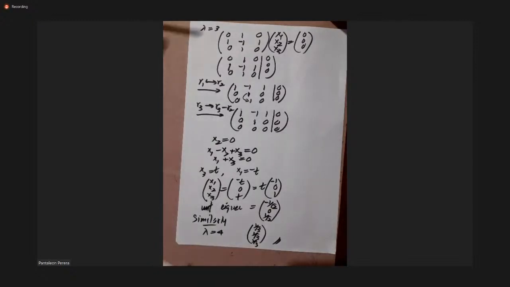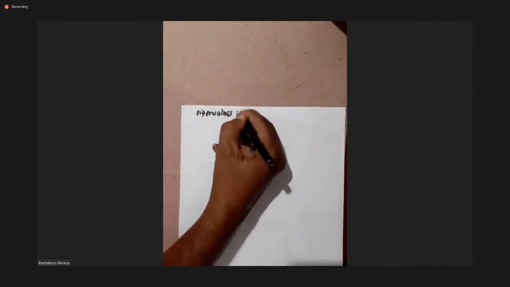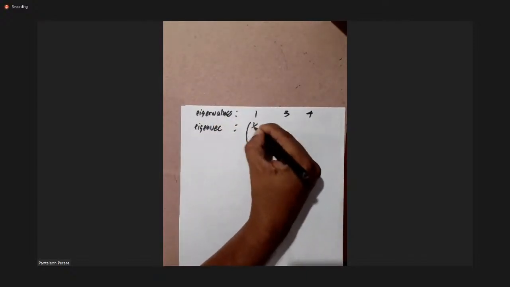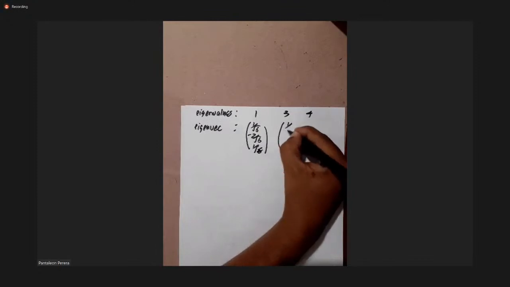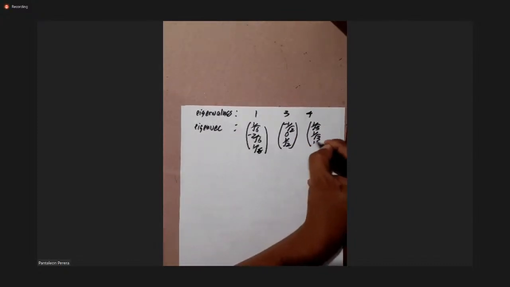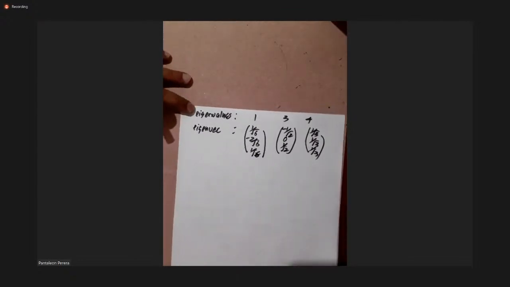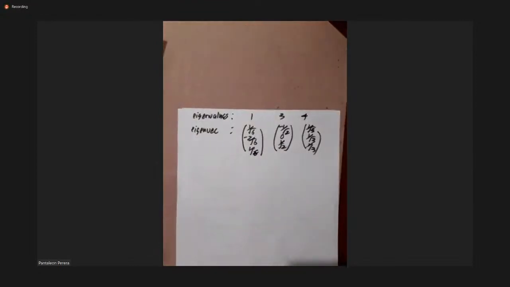Right. Then let's have a summary. Eigenvalues: 1, 3, 4. Corresponding eigenvectors. Sorry, 6. Those are the eigenvectors. Then, what is our next part? Part 3: arrange those eigenvectors as columns to form a matrix P. Simple. We'll do it like that. Third part.